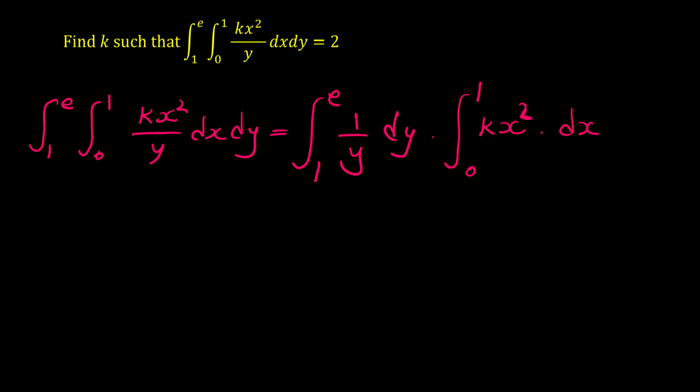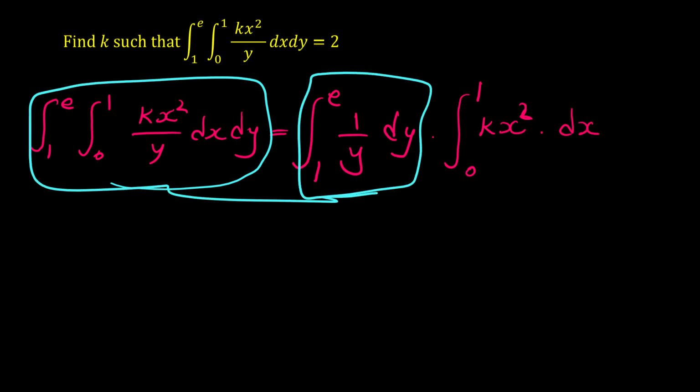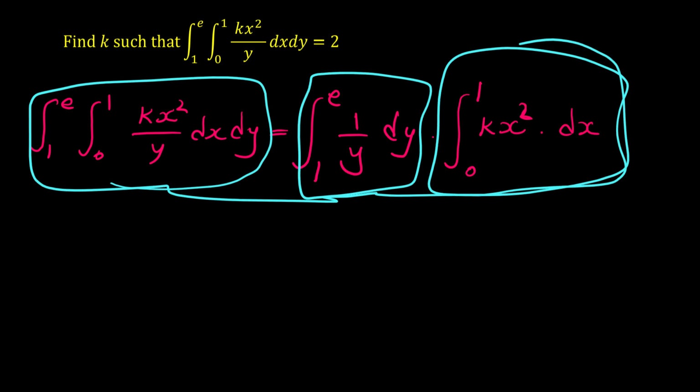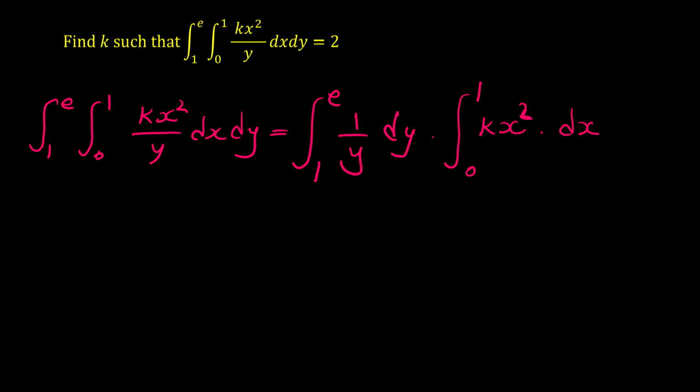So now, instead of finding this double integral, simply we have to calculate these single integrals and multiply their answers. For the first integral, integral of 1 over y is ln of y from 1 to e. For the other integral, integral of kx to the 2 is kx to the 3 all over 3. Attention, integral of x to the 2 based on the power rule is x to the power of 3 over 3 from 0 to 1.